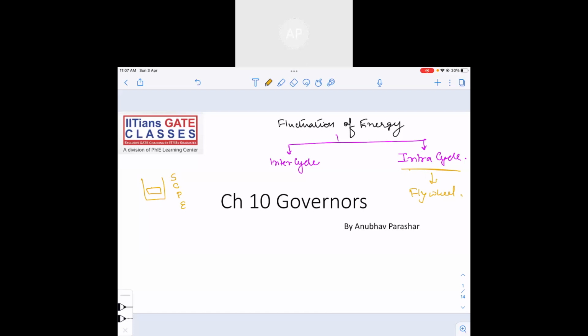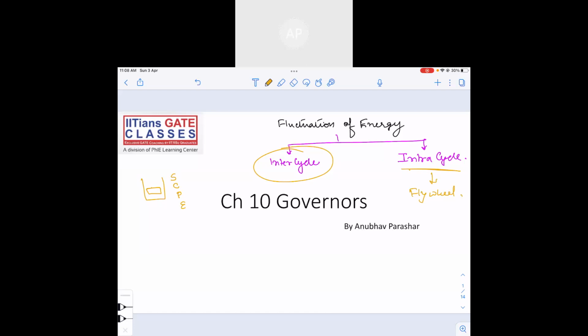I hope you are able to understand what is intercycle fluctuation of energy. Are you able to understand what is intercycle fluctuation of energy? Yes or no? So this is between different cycles. Initially it was normal: suction, compression, power, exhaust. Then it became very slow, then it became fast. So this is basically fluctuation among different cycles.